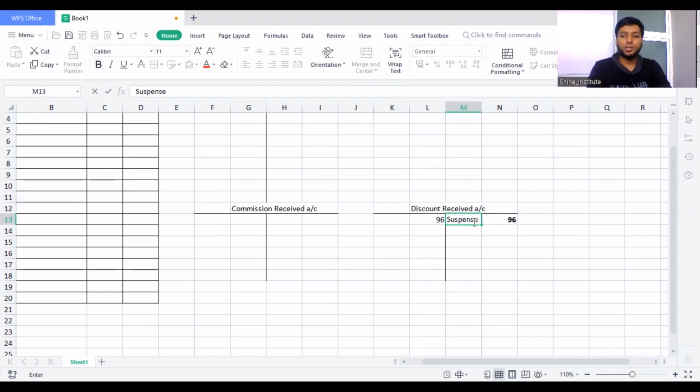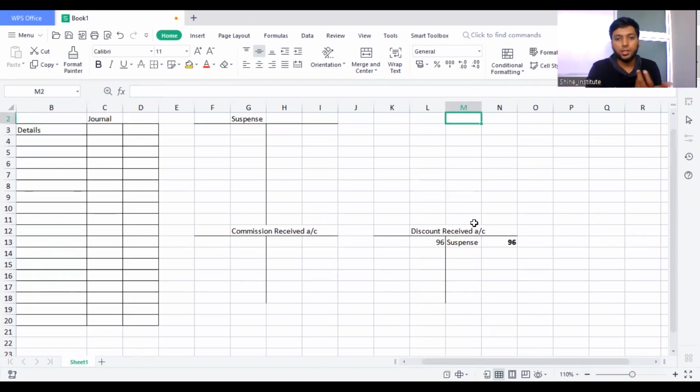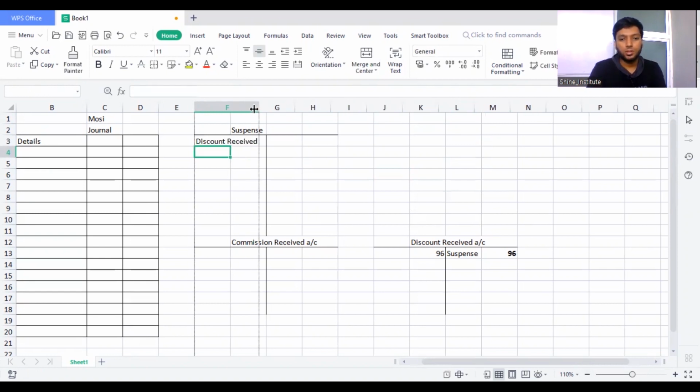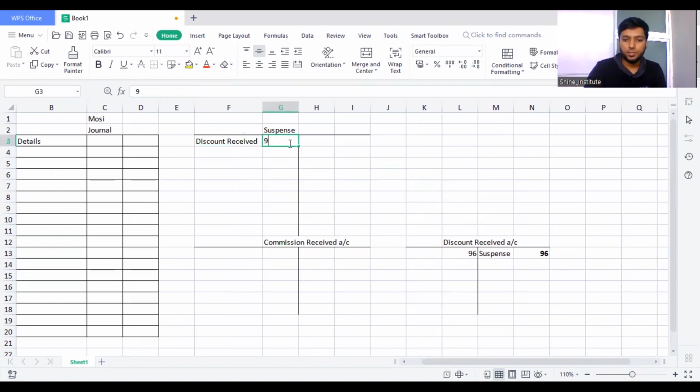To remove this, I'll bold it because I'm crediting it, and then I'll write here suspense. You know why I recorded suspense, guys? Because I can't remove this and take this entire amount to the commission received account. As commission received is an income account, I need to remove it from discount received account and record it in suspense to make the double entry proper. So in the suspense account, I'll write on the debit side, saying discount received. What's the amount? It is 96.